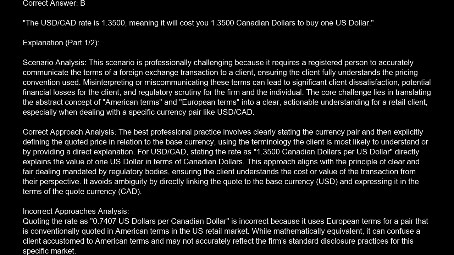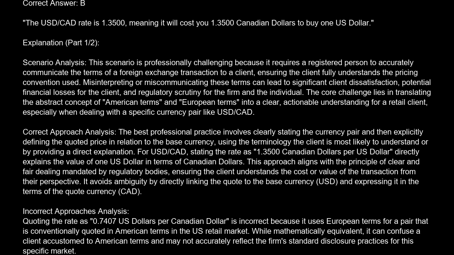It avoids ambiguity by directly linking the quote to the base currency, USD, and expressing it in terms of the quote currency, CAD. Incorrect approach analysis. Quoting the rate as 0.7407 US dollars per Canadian dollar is incorrect because it uses European terms for a pair that is conventionally quoted in American terms in the US retail market.